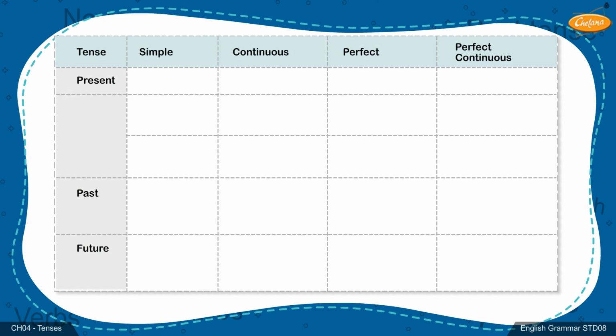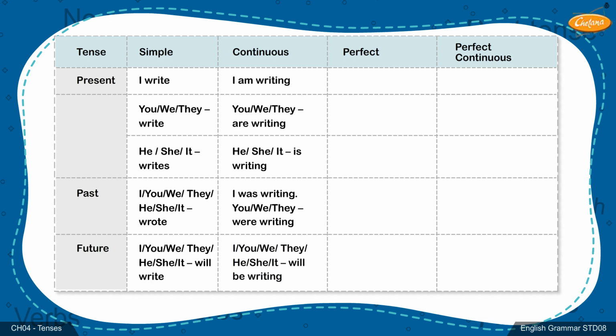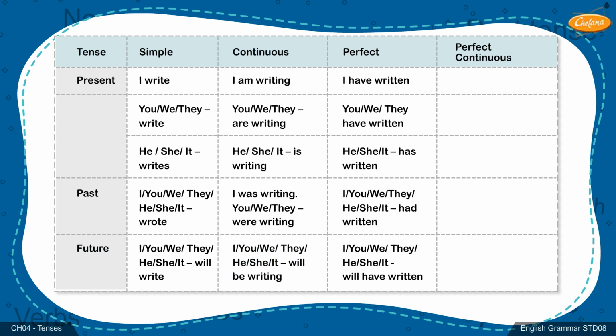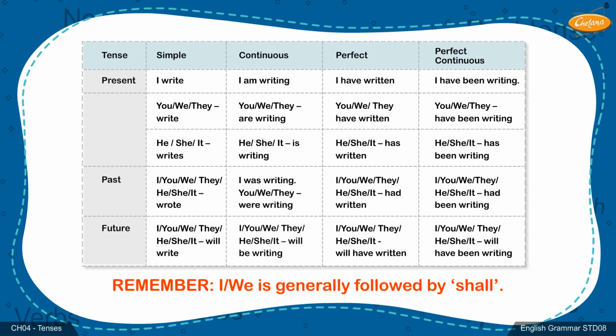Let us understand the table shown on the screen now. Simple tense is main form of the verb but with s or es in third person singular. Continuous tense is form of to be plus present participle of verb. Perfect tense is form of to have plus past participle of verb. Perfect continuous tense is form of to have plus been plus present participle of verb. Remember, I, we is generally followed by shall.